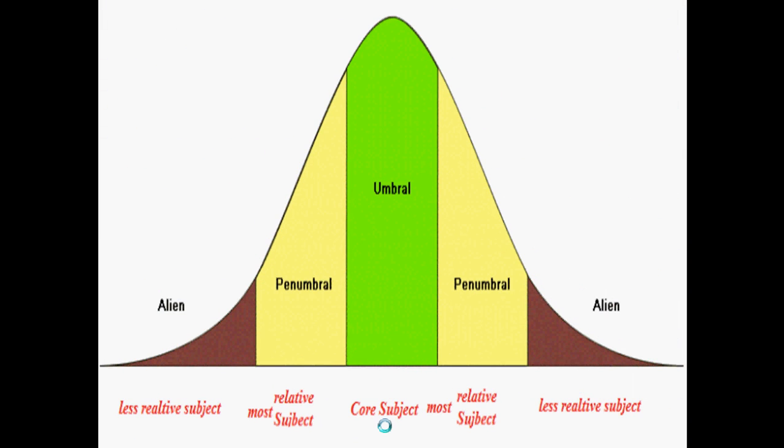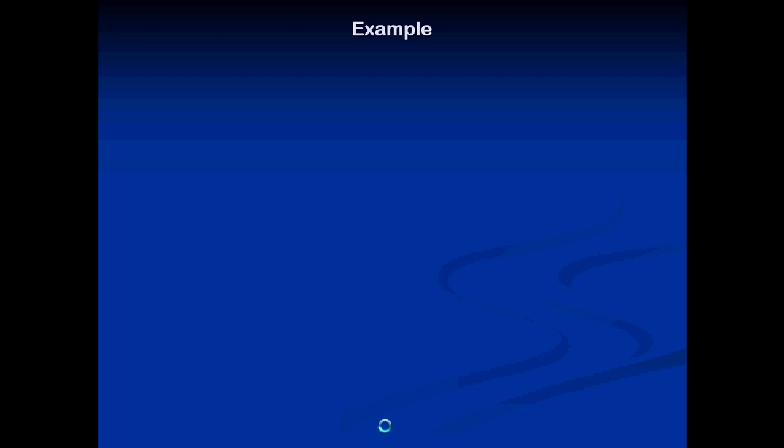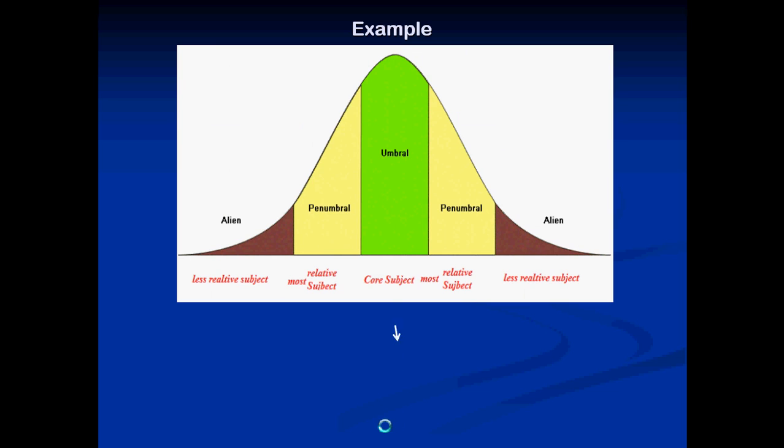This is the diagram showing this APUPA pattern. The central region is umbral, that is the core subject; penumbral, most relative subjects; and align, less relative subjects. For example, here the core subject can be ultraviolet radiation.